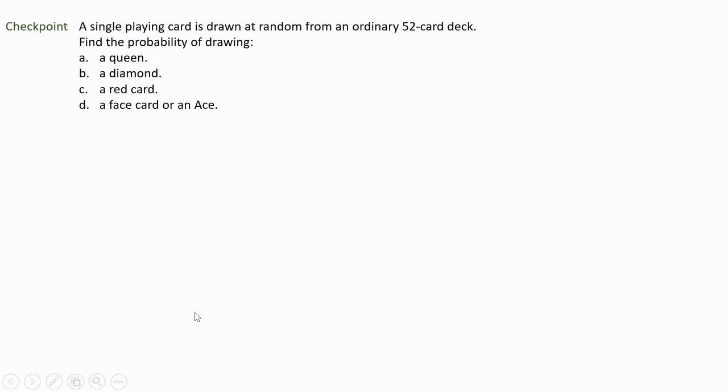Okay, now checkpoint. A single playing card is drawn at random from an ordinary 52 card deck. Find the probability of drawing a queen for part A, a diamond for part B, a red card for part C, and D, a face card or an ace card.